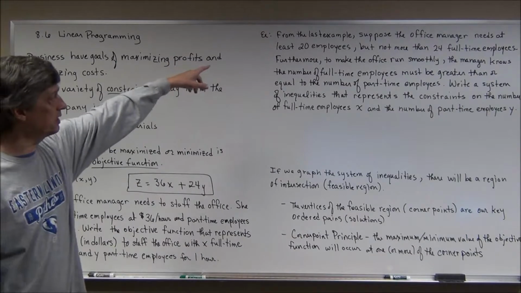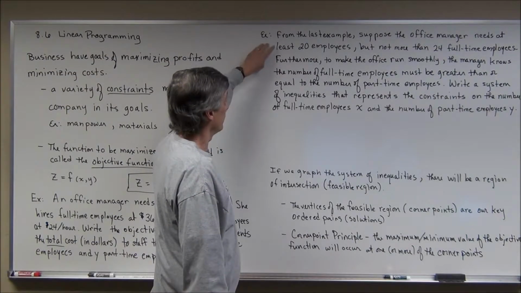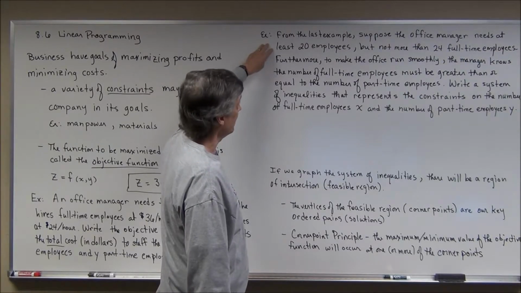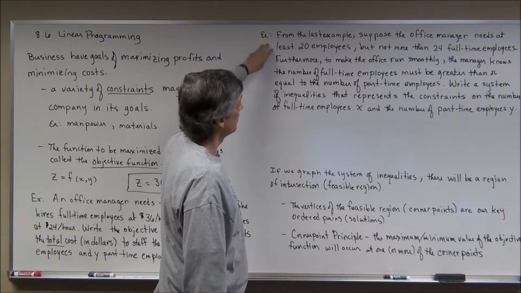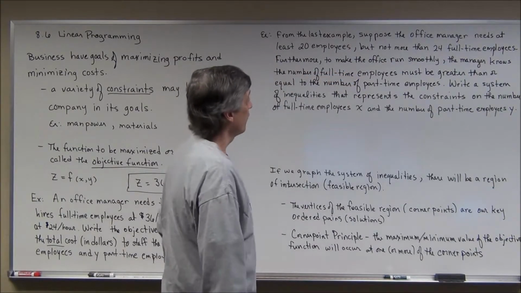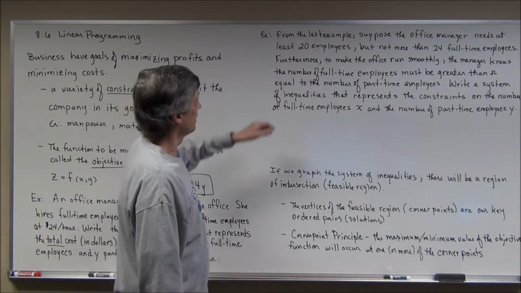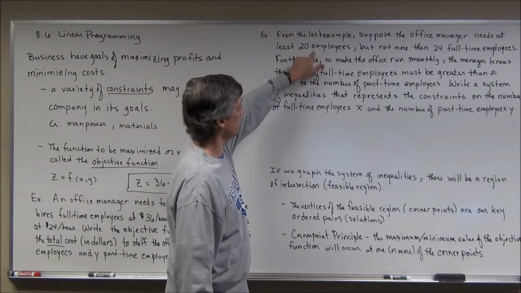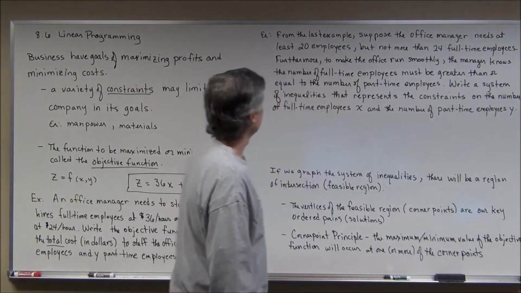So, from this last example, suppose the office manager needs at least 20 employees. Notice the terminology here, at least 20 employees. It could be more, but no less than 20 employees, but not more than 24 full-time employees. So what we're looking at here is at least 20 total employees, that would be part-time and full-time, but no more than 24 full-time employees.